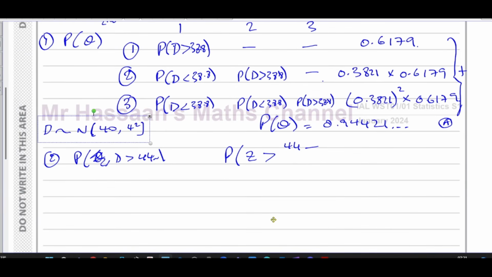Okay, so 44 minus the mean, which is 40, over the standard deviation, which is 4. So that's going to be 4 over 4, which is 1. So we need to find the probability that Z is greater than 1.